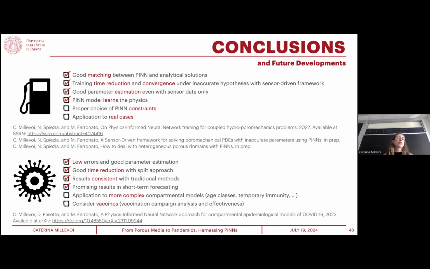So actually, the output of PINN usually is always physically explainable. But the hard thing is to choose the proper constraints in order to make PINNs able to understand the physics that you want, let's say. And instead in epidemiology, we were able to estimate time-dependent parameters and reach a good time reduction with the proposed split approach. And even if the method is really simple, the results that we reached were consistent with the traditional and official estimations.